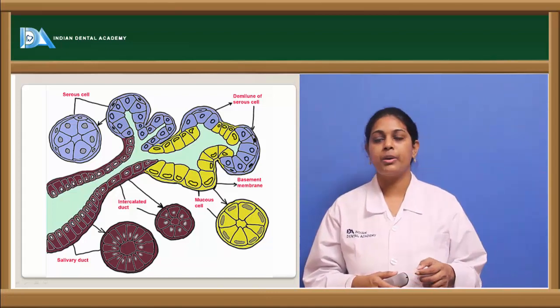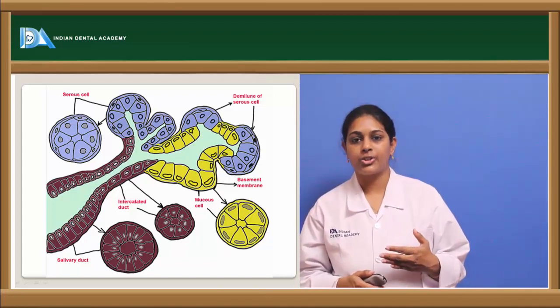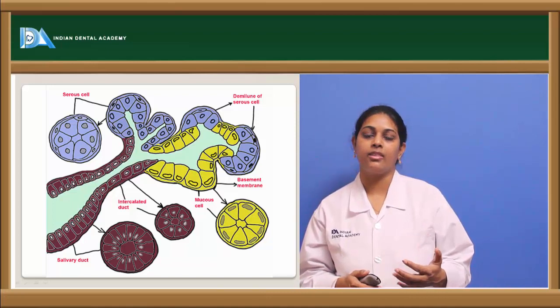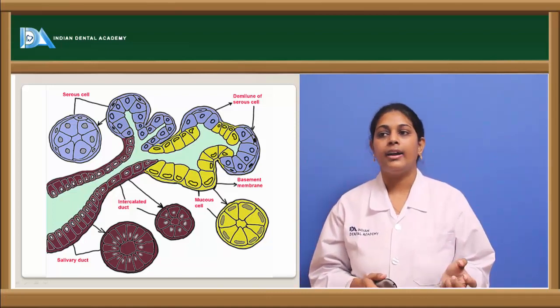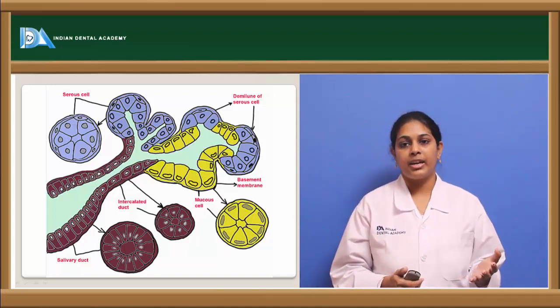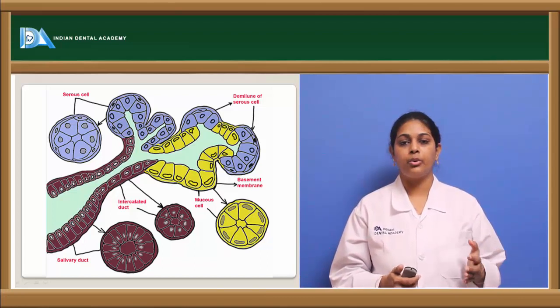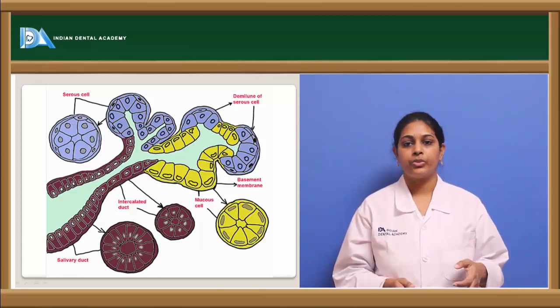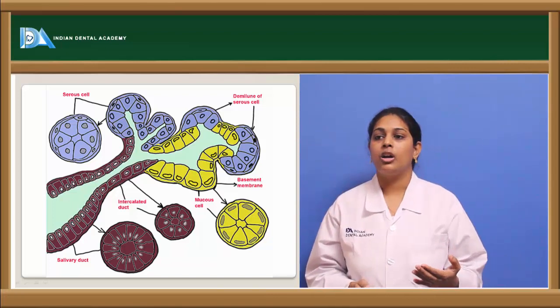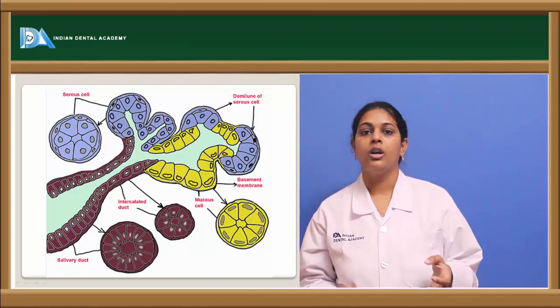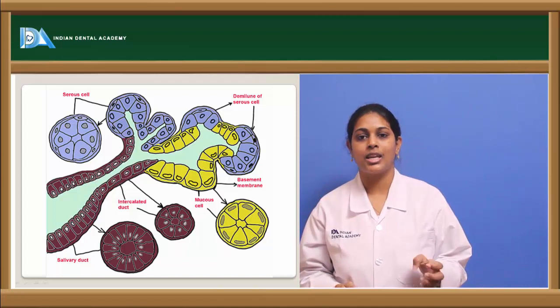And coming to the basement membrane, it provides support to the mucous cells and also the serous cells. And when the serous cells are capped by mucous cells, they are known as demilunes of serous cells. So this is a diagrammatic representation of how the structures in a salivary gland appear.